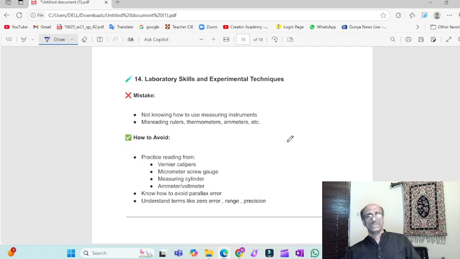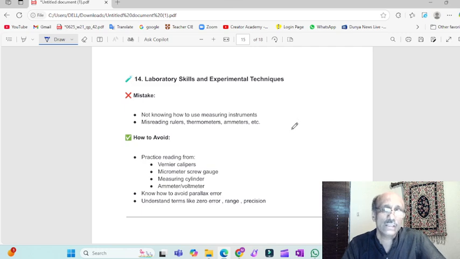And then after that, in order to get really very good marks for the ATP, you must visit your lab and do hands-on practice related with the experiments, how to use the micrometer, how to use the measuring cylinder, and all those other things.